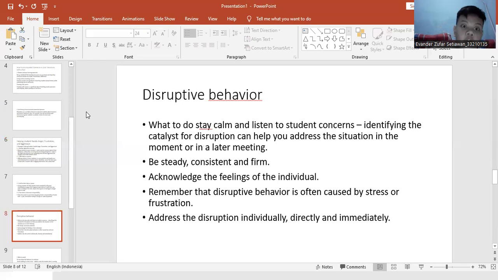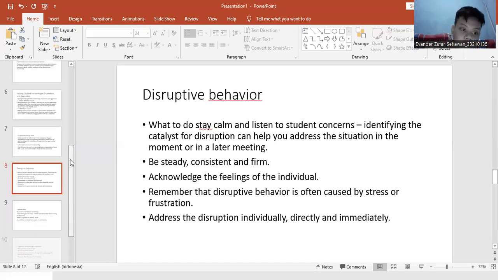Disruptive behavior. What to do: stay calm and listen to the student's concern. Identifying the catalyst for disruption can help you address the situation in the moment or in a later meeting. Be steady, consistent, and firm. Acknowledge the feelings of the individual. Remember that such behavior is often caused by stress or frustration. Address disruption individually, directly, and immediately.